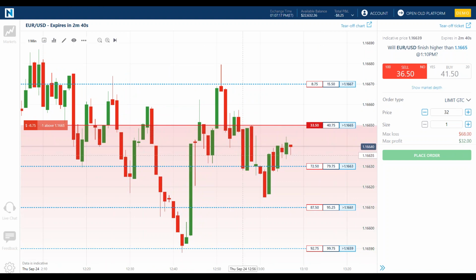We still have 2 minutes and 40 seconds. Remember this one, which was around 50%? It's now up towards 80%. As it ticks closer and closer to this price level, my short doesn't look so good.